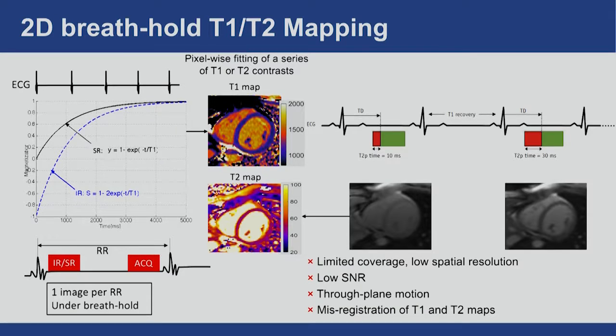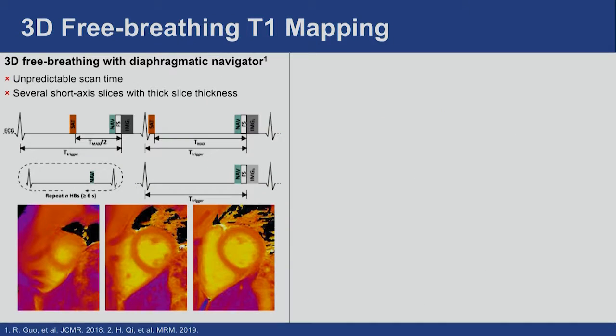Also, the 2D acquisition has low SNR and through-plane motion issues. And T1 and T2 mapping is usually performed in separate scans, which will cause misregistration of the T1 and T2 maps. So 3D free-breathing mapping techniques have recently been investigated.